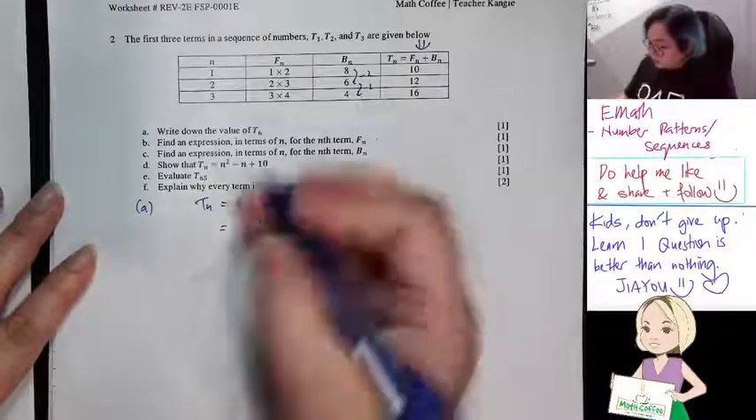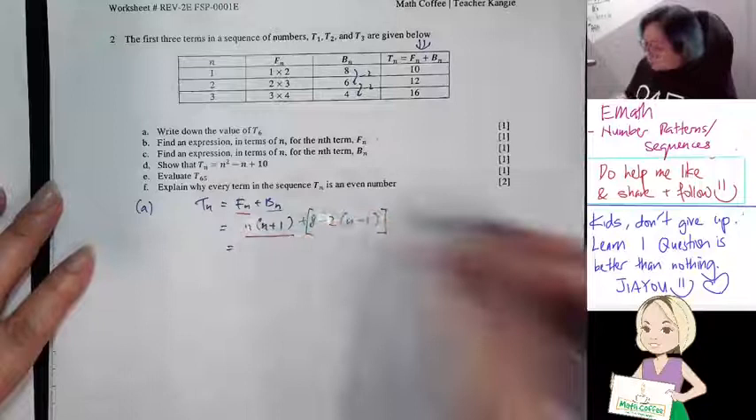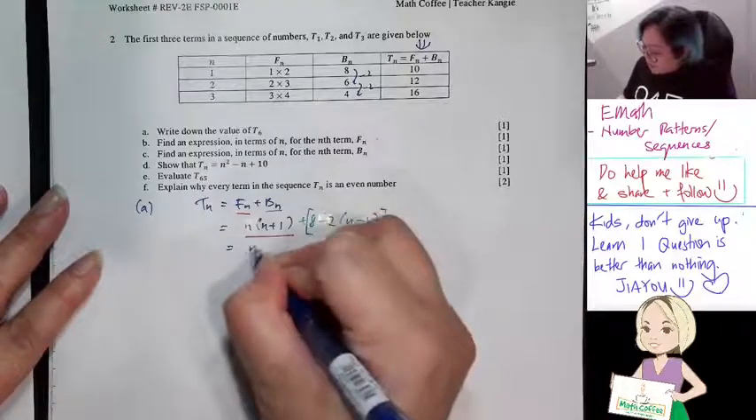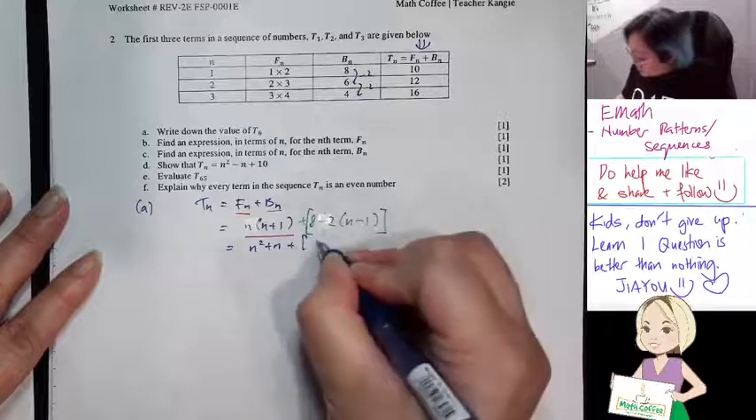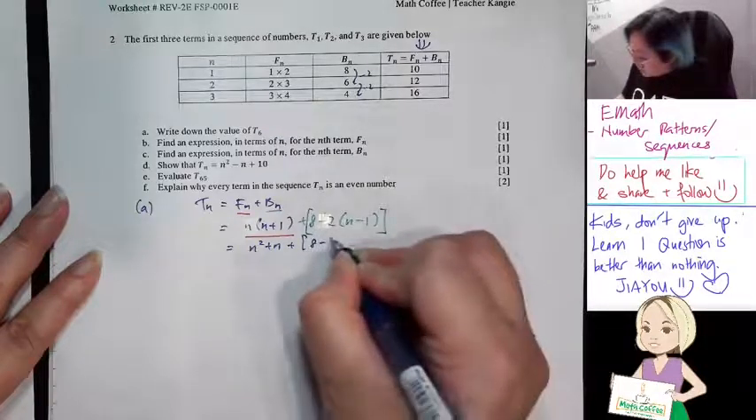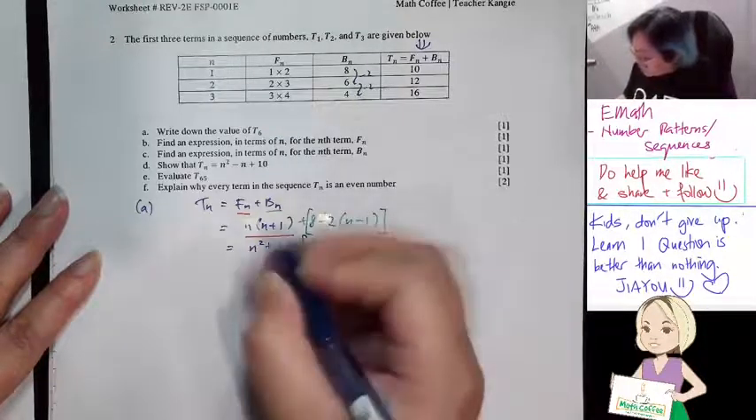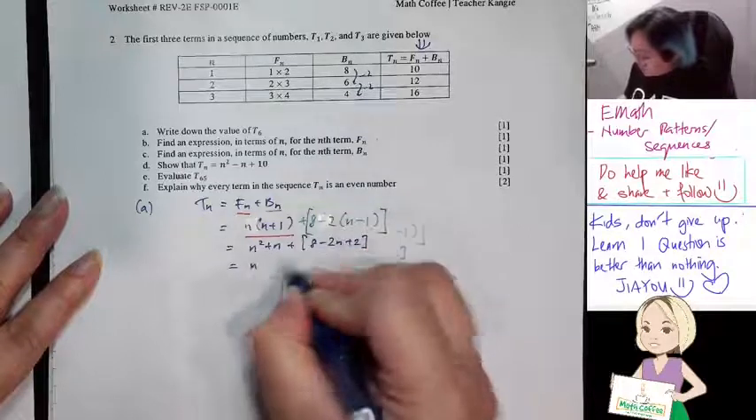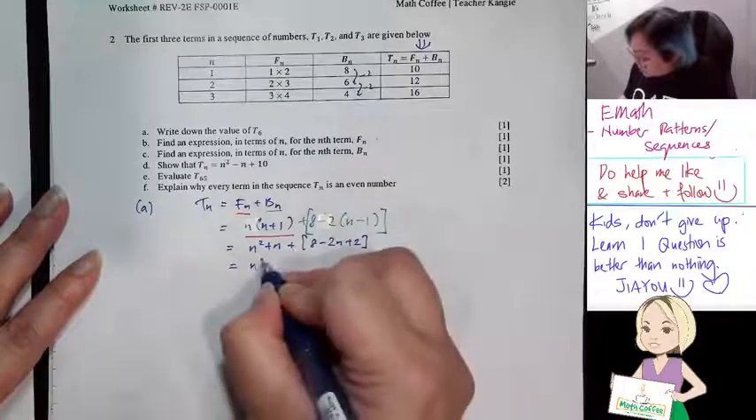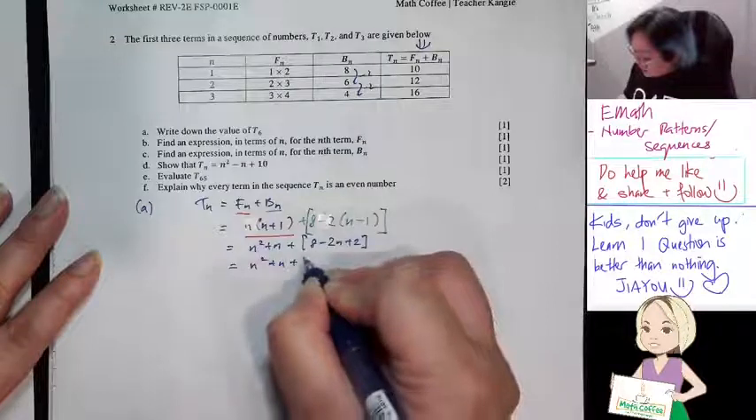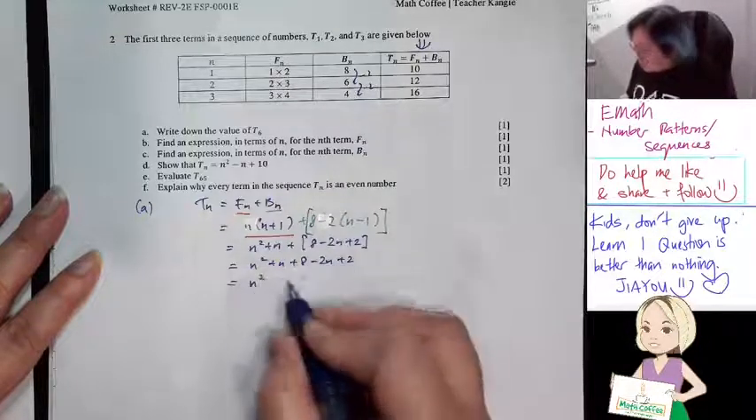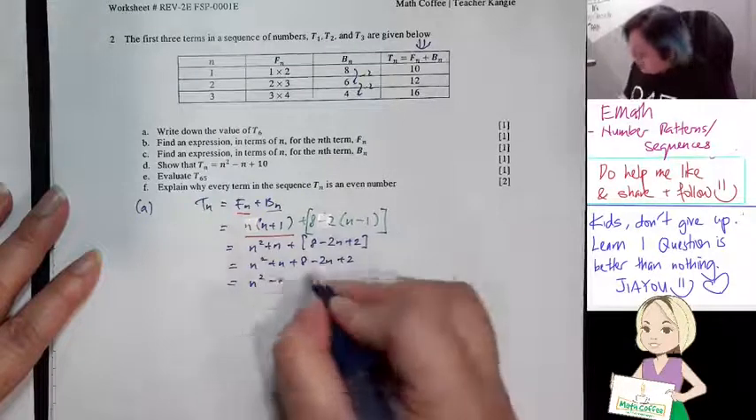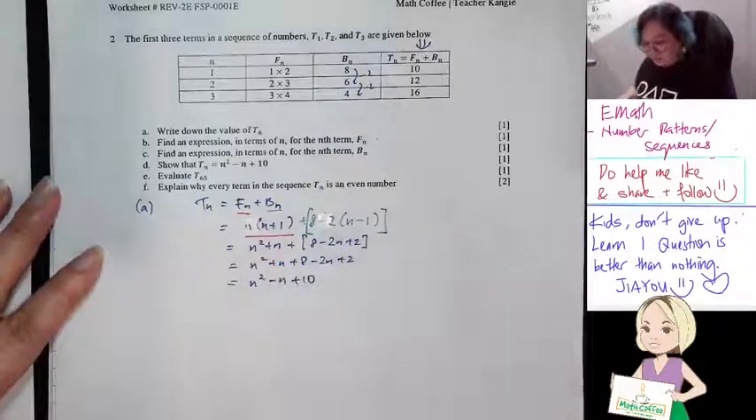Now we're going to open up everything and simplify. Rainbow, n squared plus n. This one, I put it inside the square bracket first. Let's simplify the square bracket. So 8 minus 2n plus 2. Now we can simplify. This is plus, so I don't have to worry about this part. So it's n squared plus n plus 8 minus 2n plus 2. So we have n squared minus n plus 10.